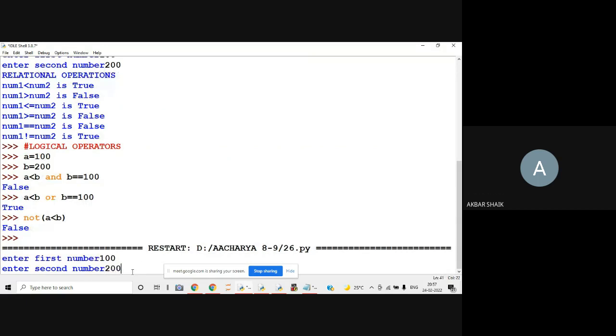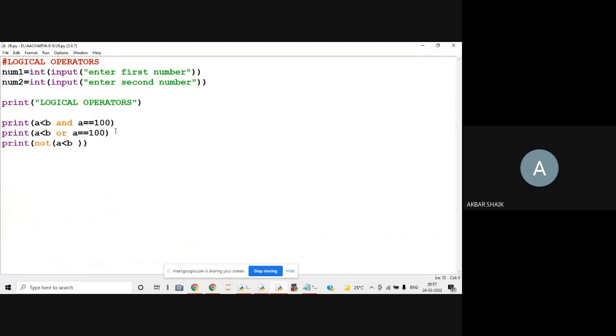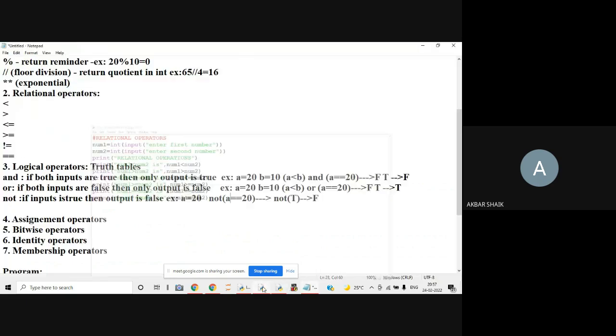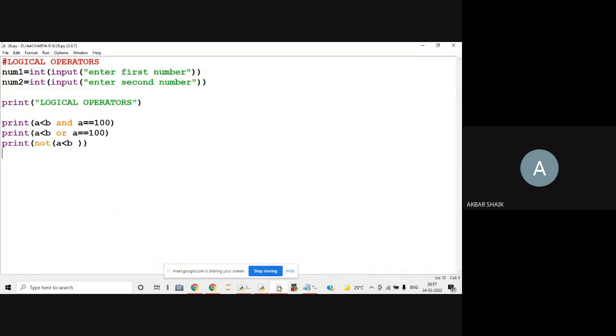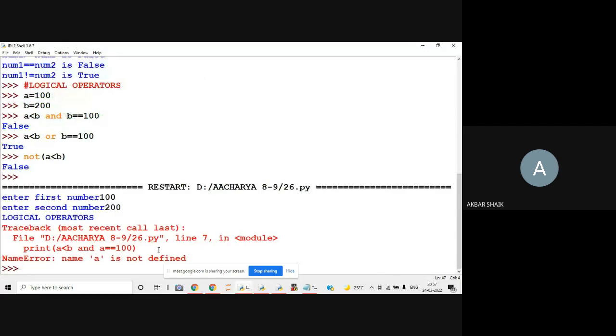Second number 200. Okay, so there is some mistake here. Print of A less than B and A equals to 100. All of you please check these types of errors also. You may get this type of error while executing your program. Read this error first of all. Error: name 'a' is not defined.